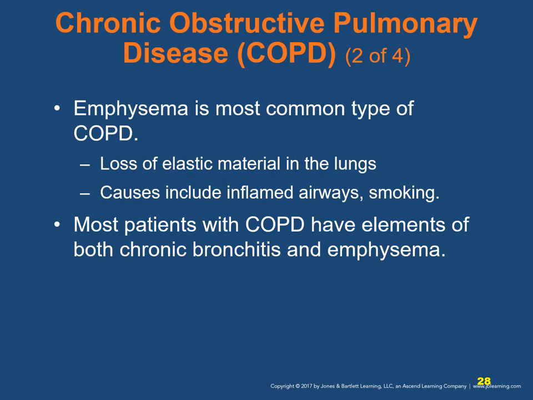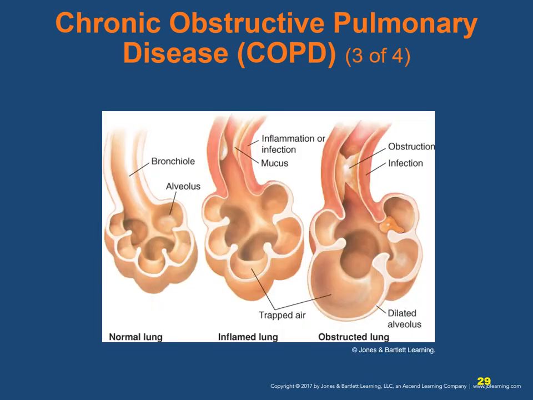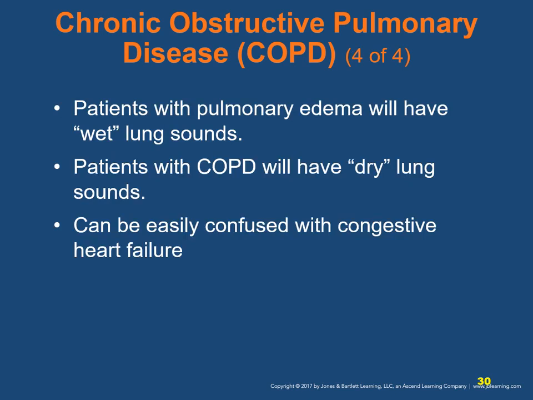Emphysema is the loss of elastic material in the lungs as a result of chronic stretching of the alveoli. Smoking can directly destroy the elasticity of the lung tissue. Most patients with COPD have elements of both chronic bronchitis and emphysema. Most patients will chronically produce sputum, have a chronic cough, and have difficulty expelling air from their lungs, with long expiration phases and wheezing. This figure shows damage to the alveoli, characteristic of COPD.